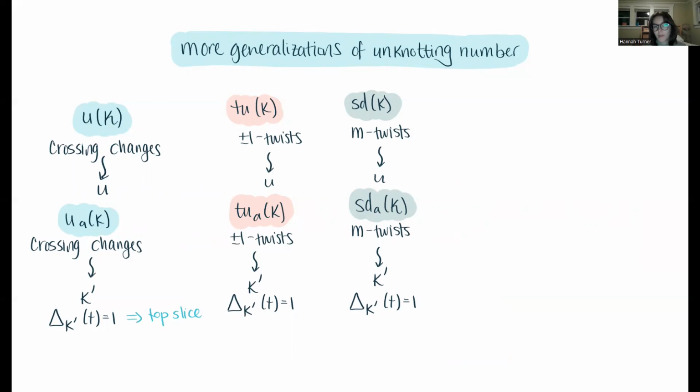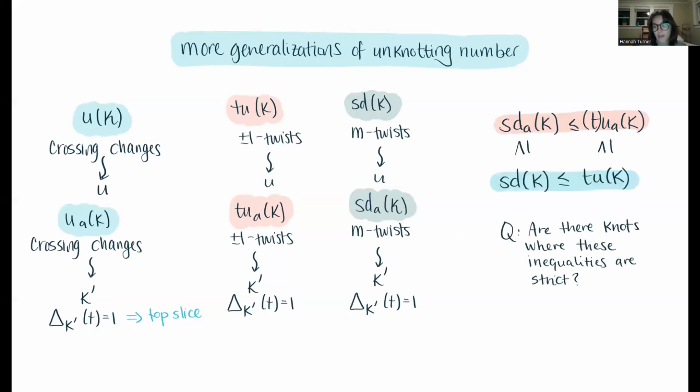And for these other generalizations of unknotting numbers, so instead of applying crossing changes, we do full twists on any number of strands that we want, null homologous full twists. And more generally, we can do multiple full twists in a given region, trying to get to the unknot. But again, instead, we could just try to get to a knot which has Alexander polynomial 1. And we have these natural inequalities that come from that.